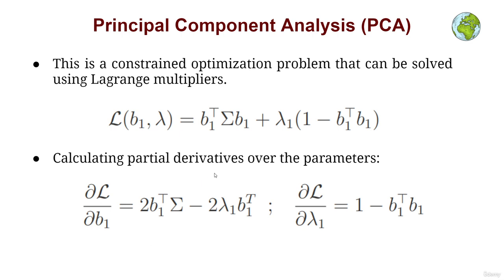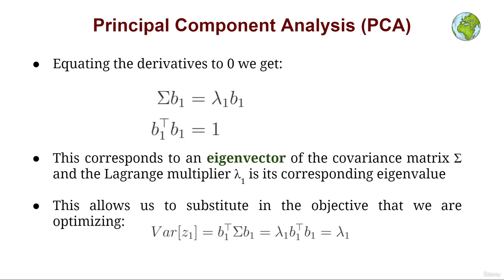Remember, to solve this Lagrangian, we need to calculate the partial derivatives over the arguments. We have here two arguments, B1 and lambda, so we calculate the partial derivative of this function with respect to B1 and also with respect to lambda 1. And then we set these equations equal to 0, because we want to find the maximums. And this solution corresponds to the eigenvector of the covariance matrix that we represent with this summation symbol. And the Lagrange multiplier lambda 1 is the corresponding eigenvalue.